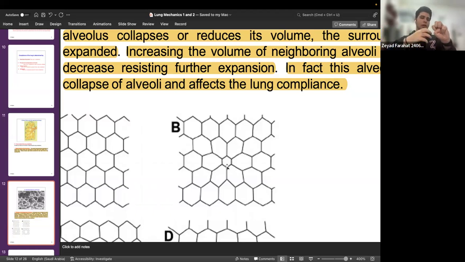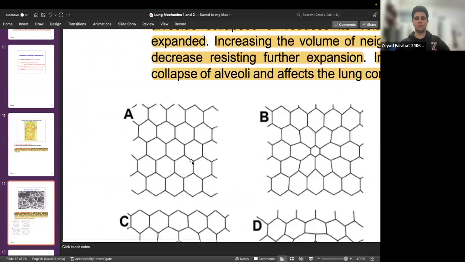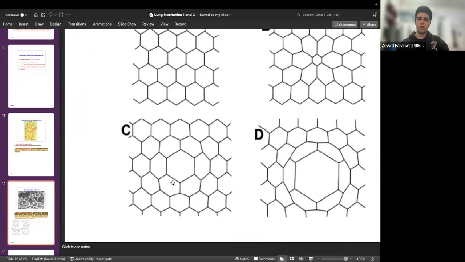What am I going to do? I'm going to expand the alveoli that are around it, like here, over here. And when that happens, I increase compliance here, and decrease the compliance over here. And so overall, the compliance is the same. This is exactly the same over here.